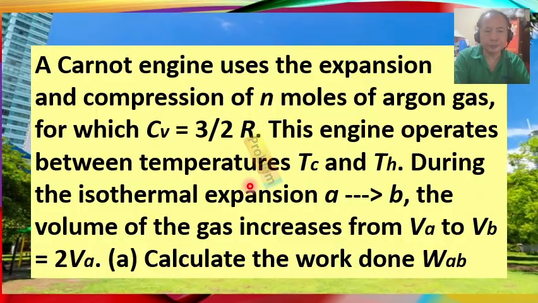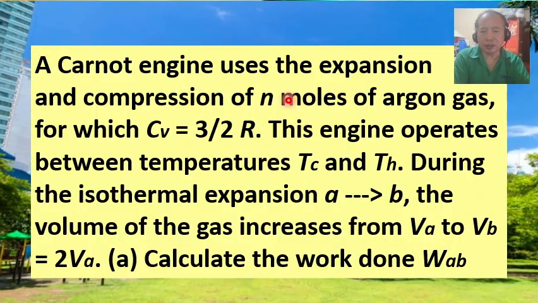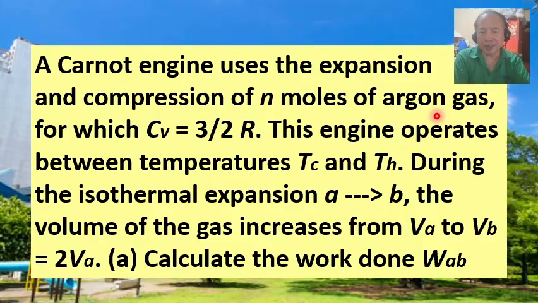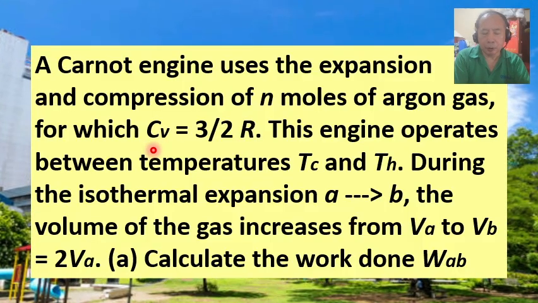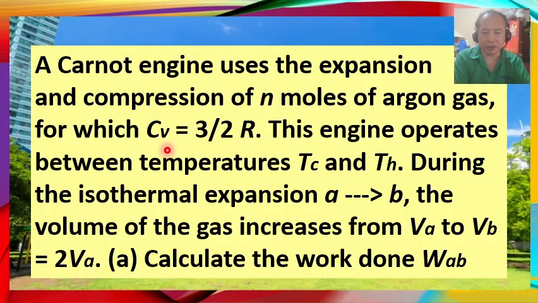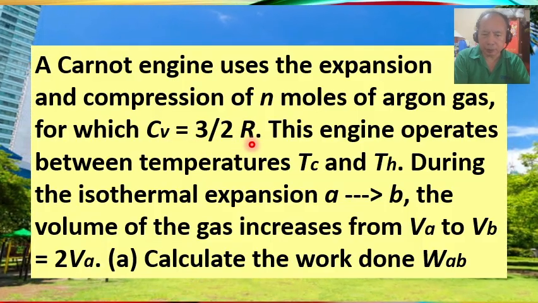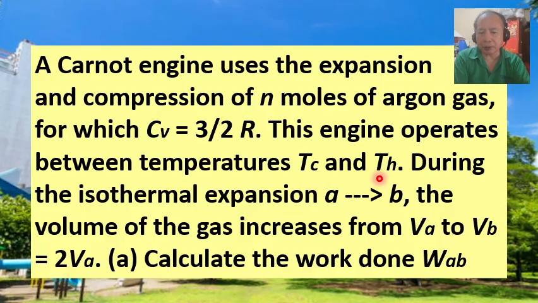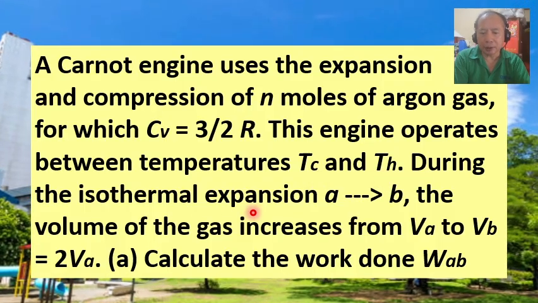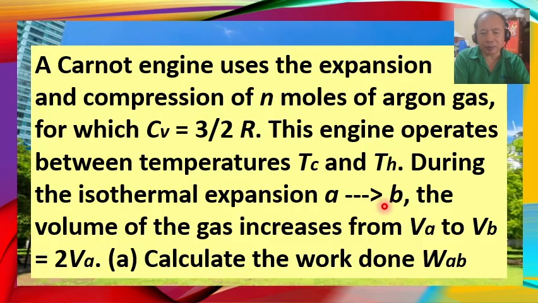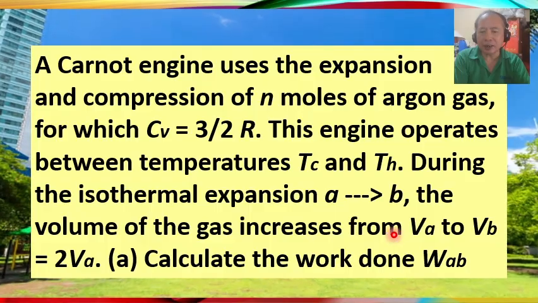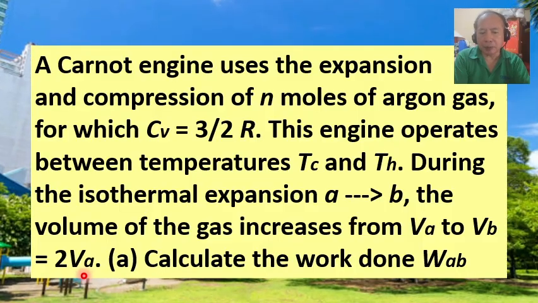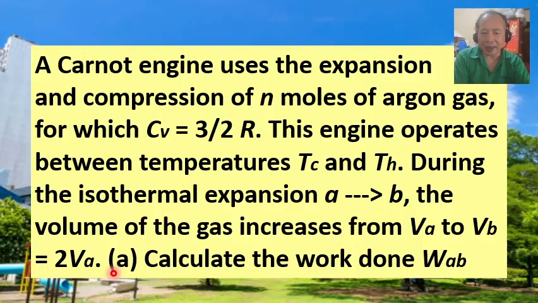The problem is: a Carnot engine uses the expansion and compression of n number of moles of argon gas, for which the molar heat capacity at constant volume, capital C sub V, is equal to 3 halves times the big R. This engine operates between temperatures capital T sub C and capital T sub H. During the isothermal expansion from state A to state B, the volume of the gas increases from V sub A to V sub B, which is equal to 2 times the volume V sub A.